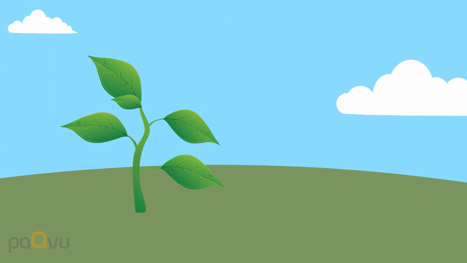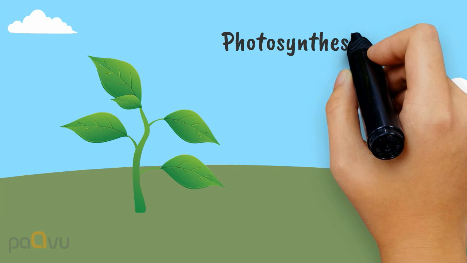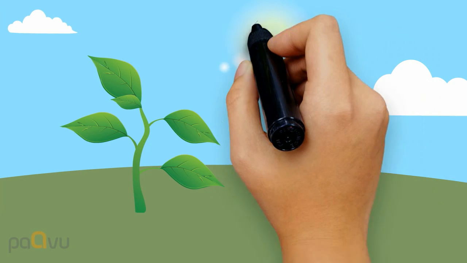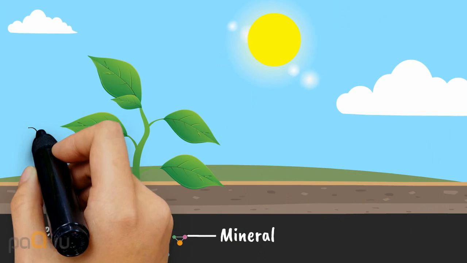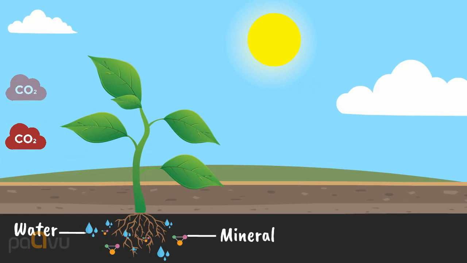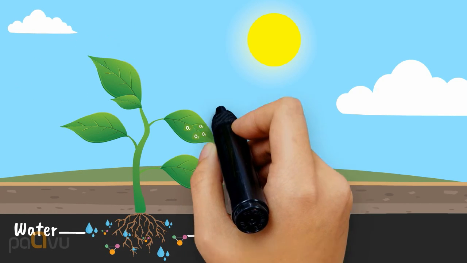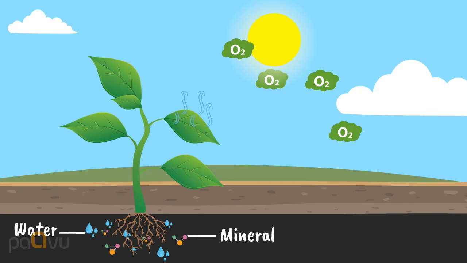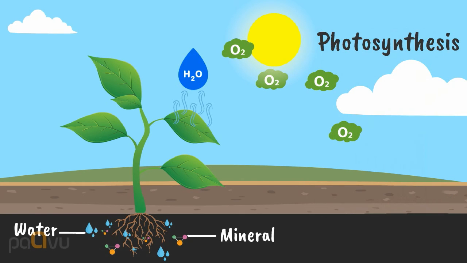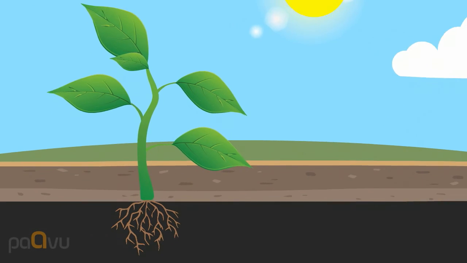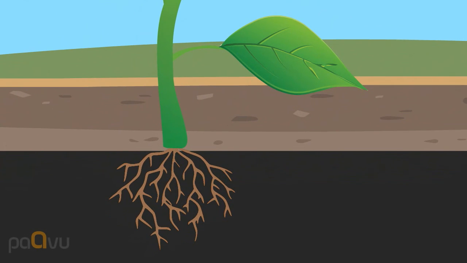Plants produce energy through a process called photosynthesis. Simply put, in the presence of sunlight, plants absorb carbon dioxide to convert minerals into glucose and release oxygen and water. Now, let's understand this process in detail.